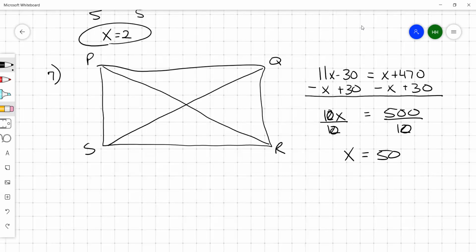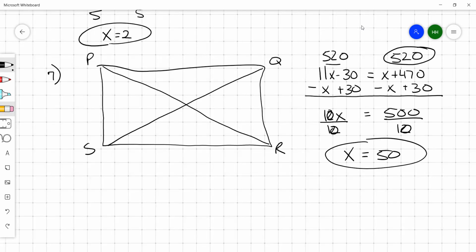Oh, okay. So find the value of x and each diagonal. So if x is equal to 50, you substitute, right? You're going to go 50 plus 470, which is 520. And then 11 times 50 minus 30. 11 times 50 is 550 minus 30 is 520. Got it?